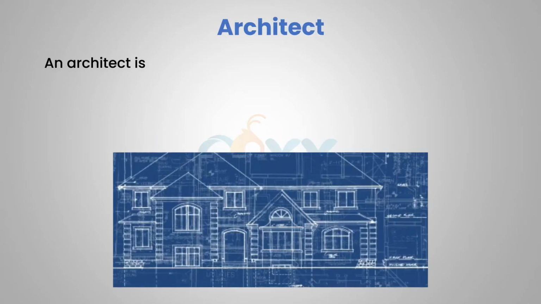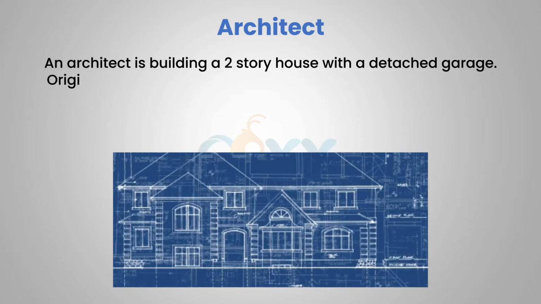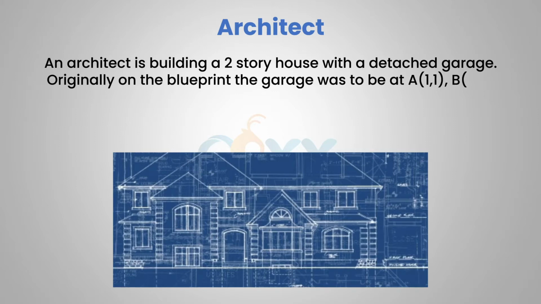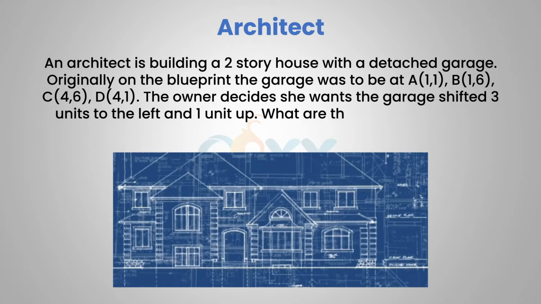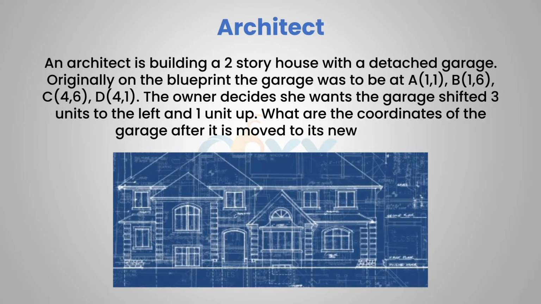An architect is building a two-story house with a detached garage. Originally on the blueprint, the garage was to be at A (1, 1), B (1, 6), C (4, 6), and D (4, 1). The owner decides she wants the garage shifted 3 units to the left and 1 unit up. What are the coordinates of the garage after it is moved to its new location? If you'd like to find out the answer to this question, we'll revisit at the end of the video.